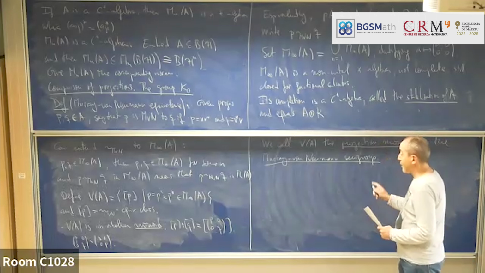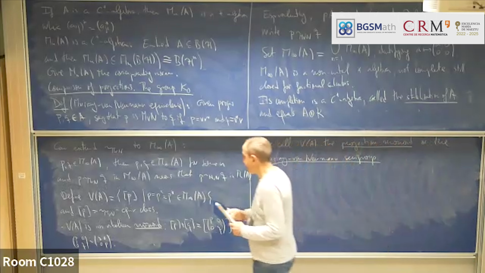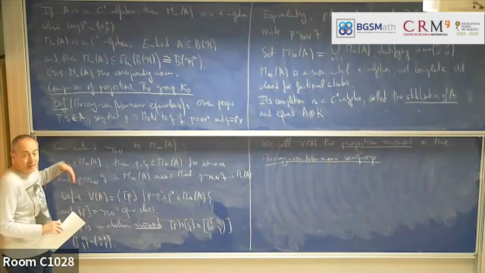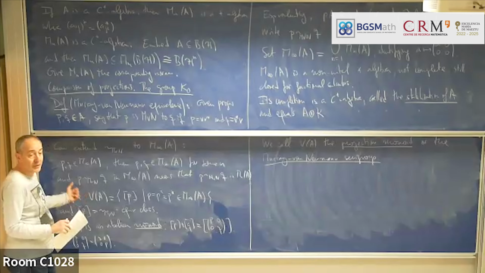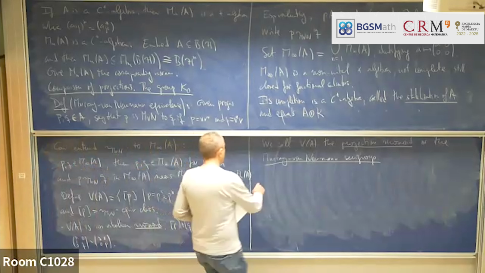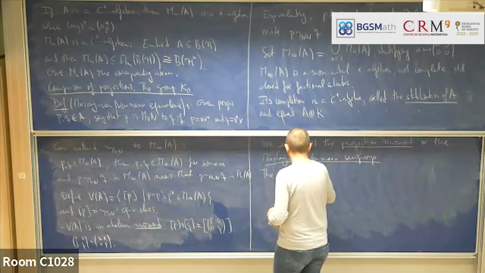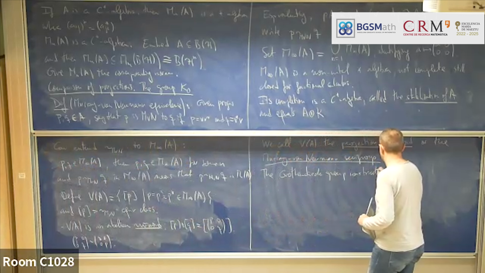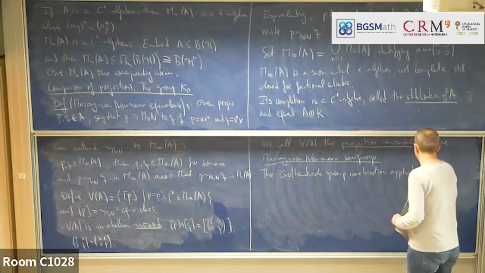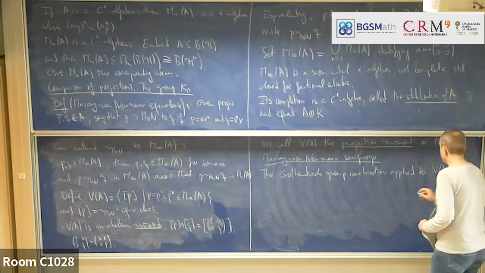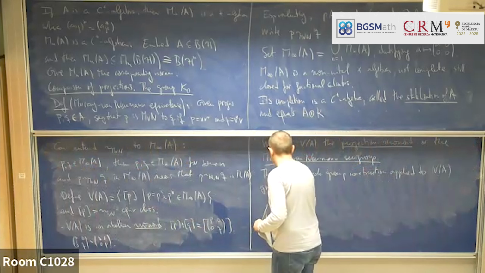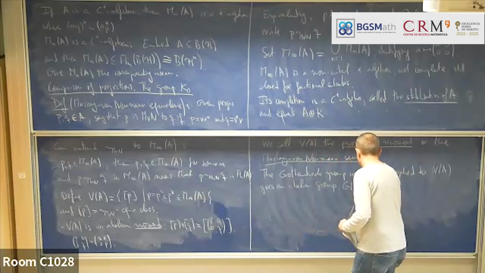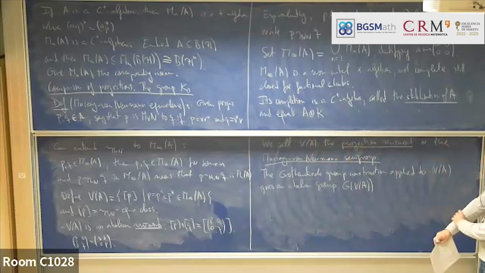Yeah. So now we have this thing, which is a monoid, so it doesn't have a group structure. There's a usual construction to construct a group out of this. So the Grothendieck group construction applied to V(A) gives an abelian group that we call G(A).